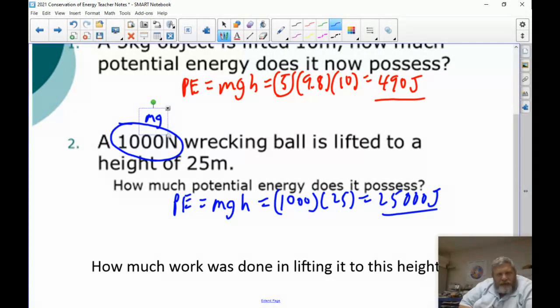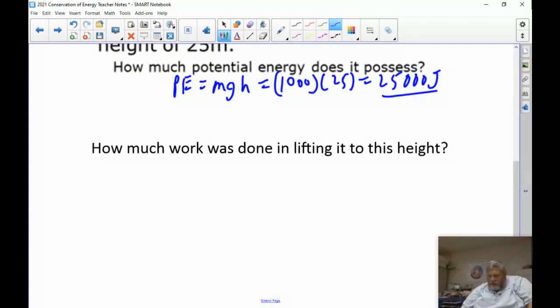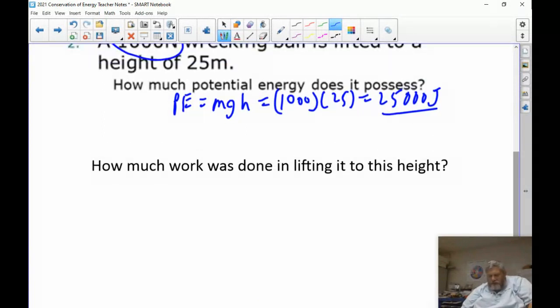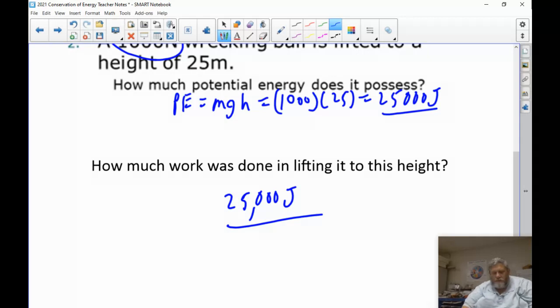If you're given the mass in kilograms, you're going to multiply by 9.8. But if you're given the newtons already, that is the force, so that is mg. And then the second part of the question is, how much work is done in lifting it to this height? Well, we said the potential energy is the same as the work done moving it, so it would be 25,000 joules.